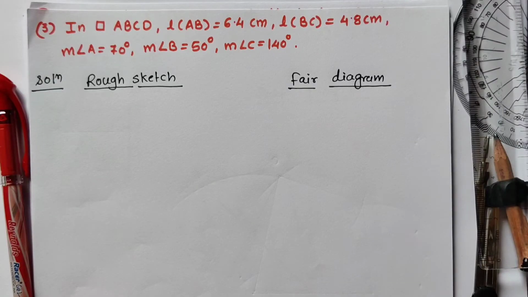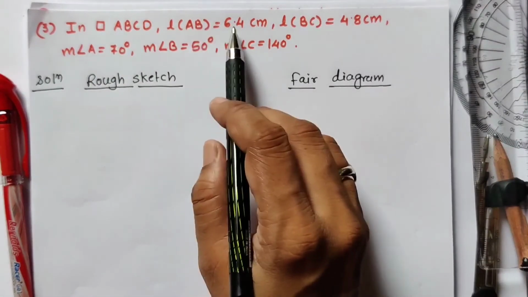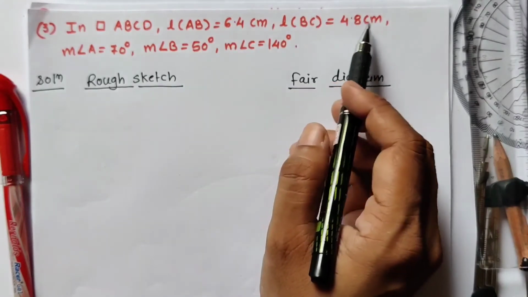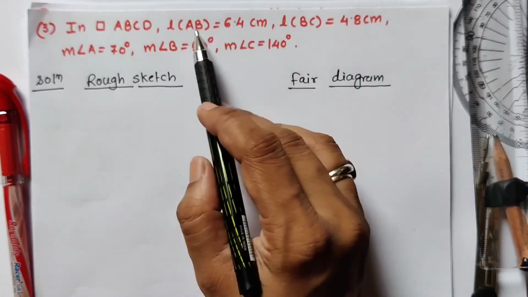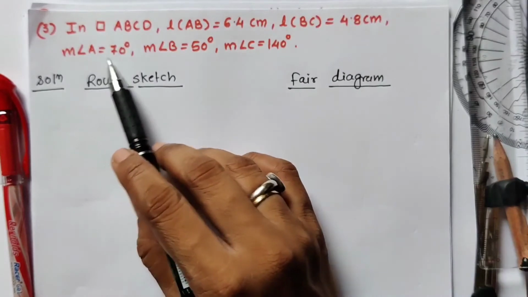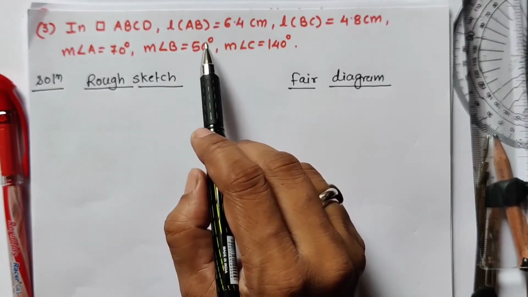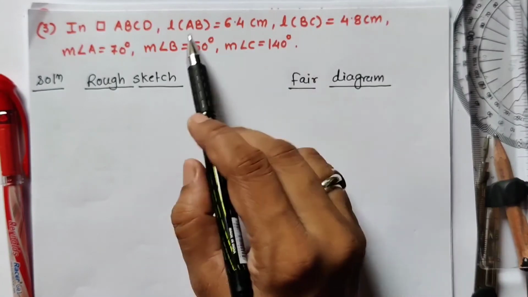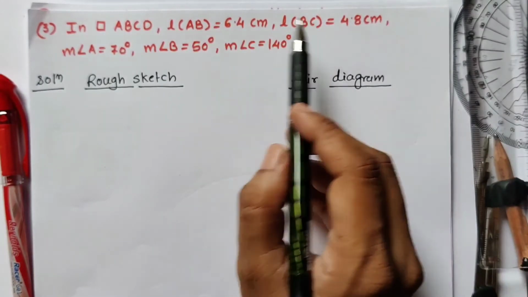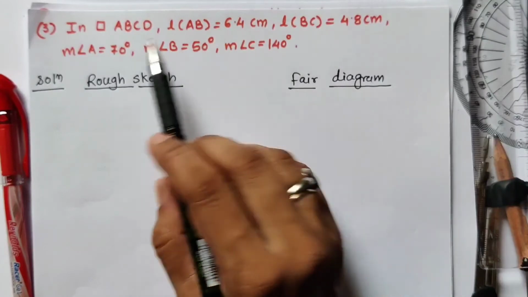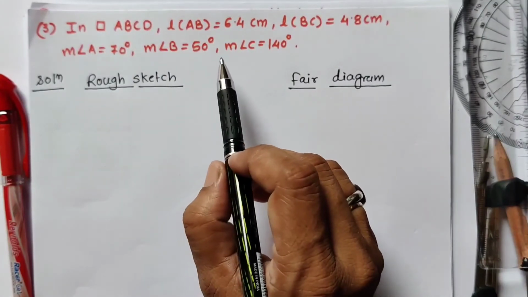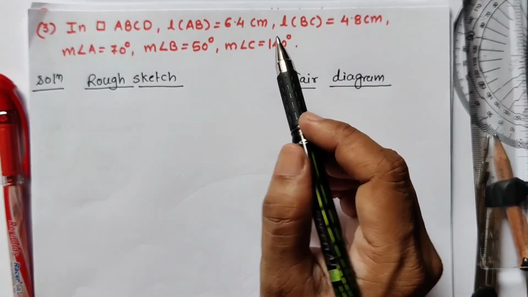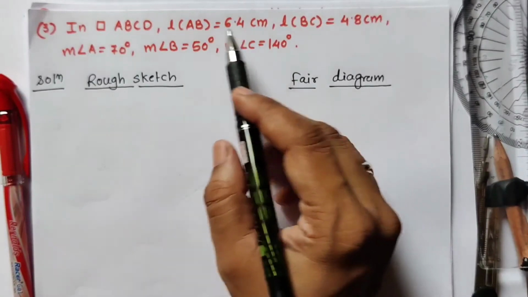Third question. In quadrilateral ABCD, length AB is 6.4, length BC is 4.8. Two lengths of sides are given and three angles are given. That means as you all can see in these two lengths, point B is the common point. That means two adjacent sides are given, lengths of two adjacent sides and three angles. That means this is the same as the first question. So let us draw the diagram first.